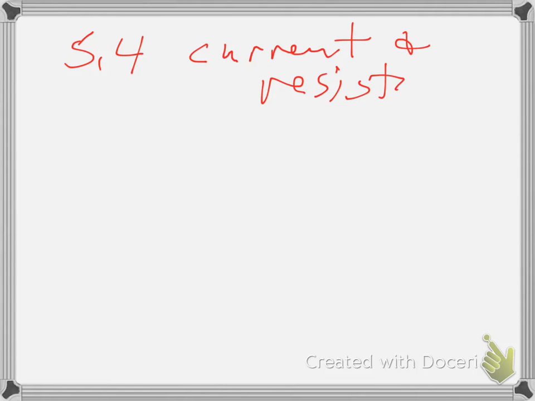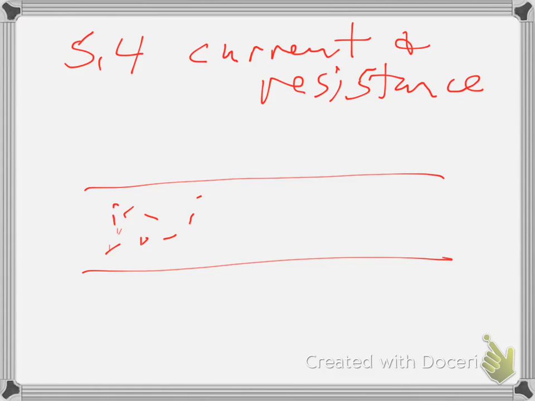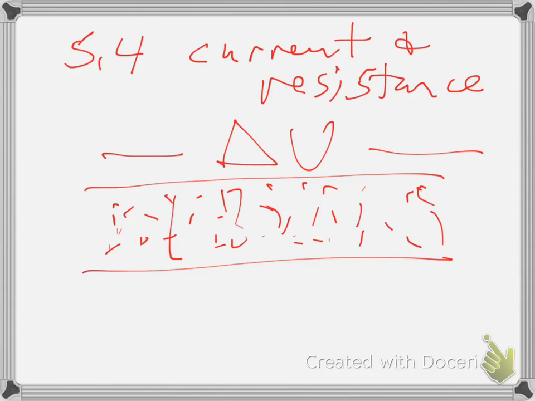Okay, now Friday we did some basic simulations on 5.4 on current and resistance. And that's what this is going to be a little bit about. Now, if you think about current, you've got this material, a copper wire, aluminum wire, whatever you want it to be, but most likely it needs to be metal, and you're going to create a potential difference across it. So from one end to the other, there's going to be a change in voltage, and due to that, you're going to get some electron flow.